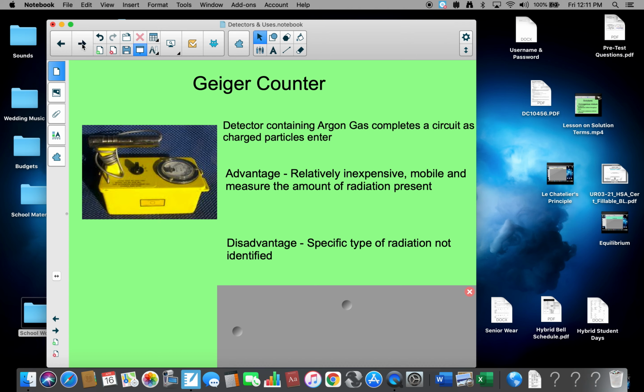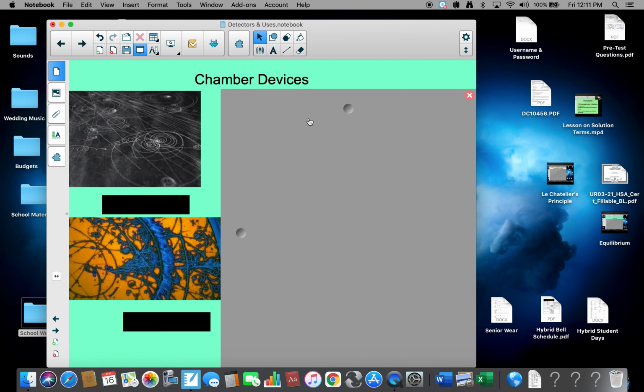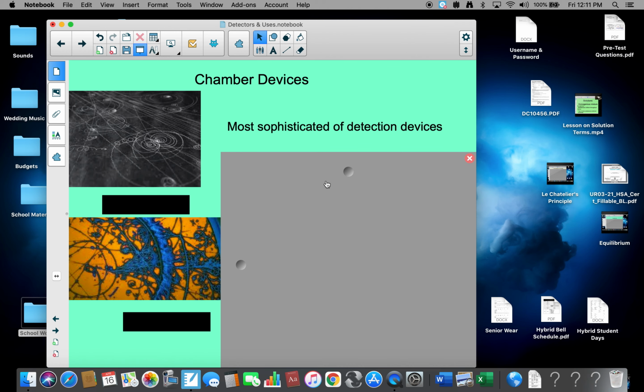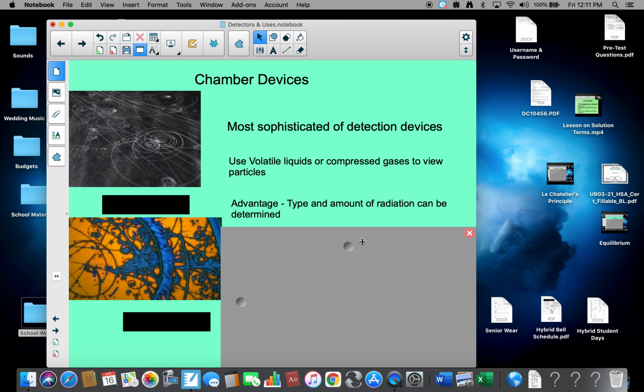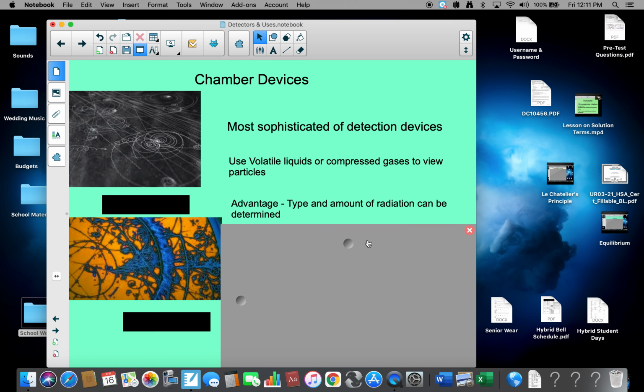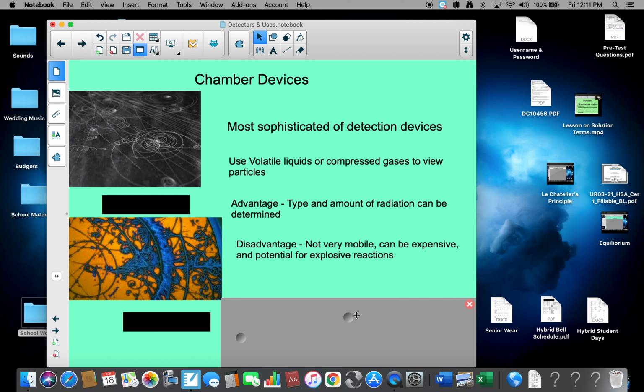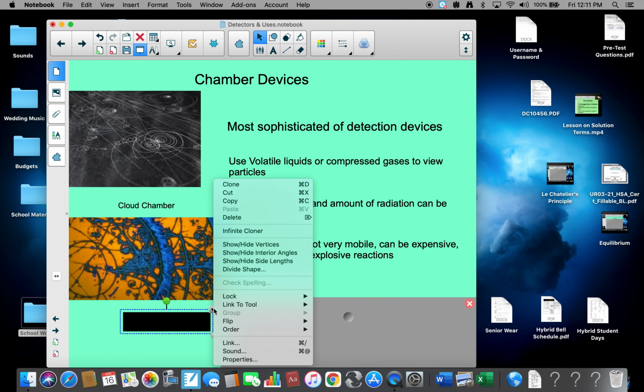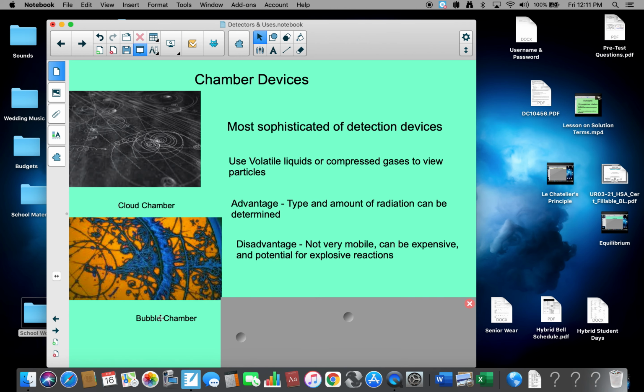a type of radiation. Okay, last types are chamber devices. Most sophisticated detection devices. They use a volatile liquid or compressed gas to view particles. Advantage, types and amount of radiation can be determined. Disadvantage, not always very mobile, and they can be expensive, potentially explosive. The chart above us is what we refer to as a cloud chamber, and the one down here is referred to as a bubble chamber.